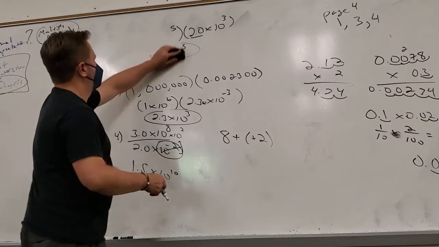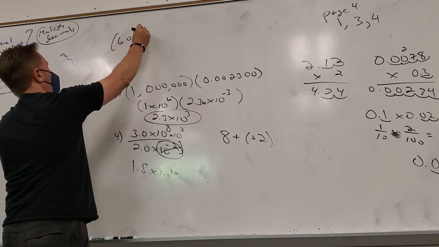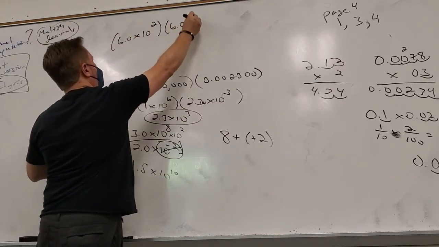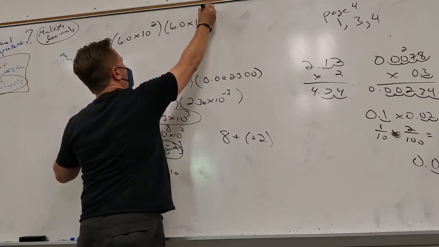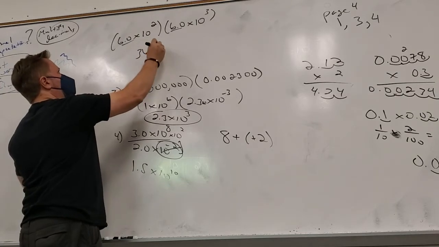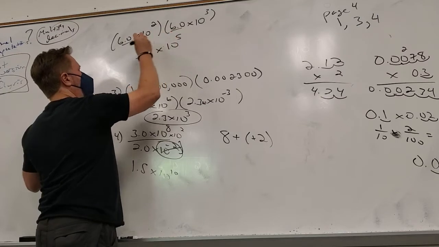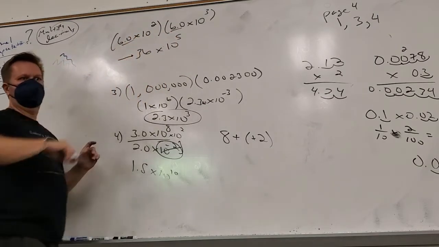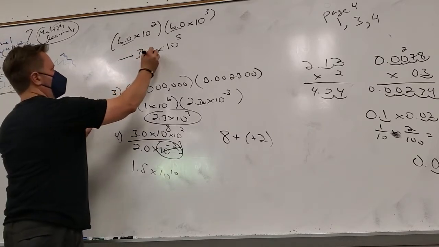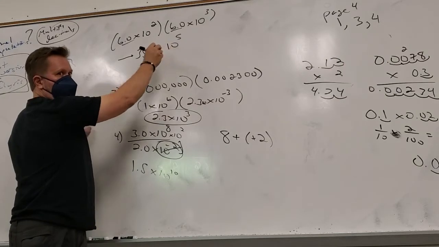What does number 2 look like? In parentheses, 6.0 times 10 to the second, close parentheses, and parentheses again, 6.0 times 10 to the third, close parentheses. Okay. What's 6 times 6? 36. And what's 10 squared times 10 cubed? 10 to the fifth. Good. And what's wrong with this answer? No decimal. It's not scientific notation, right? So just move this back one more time. That should go up by 1, right?